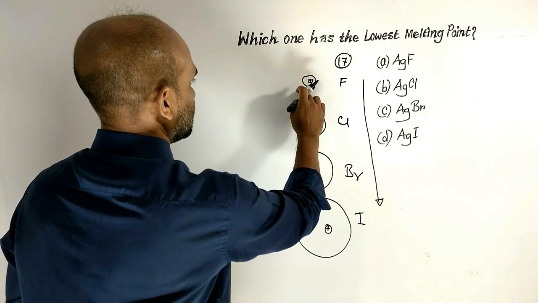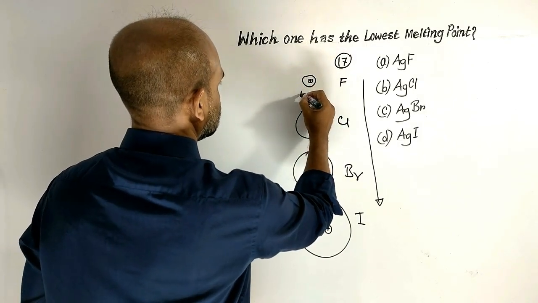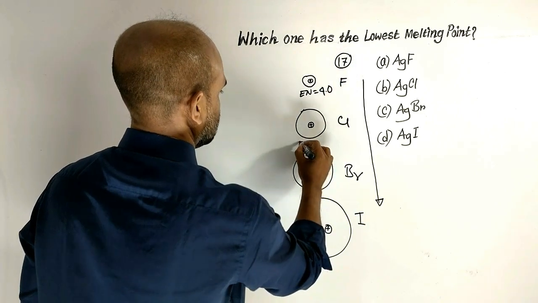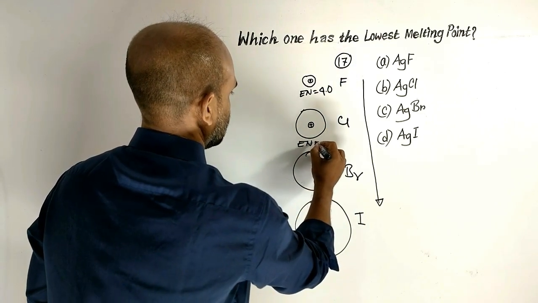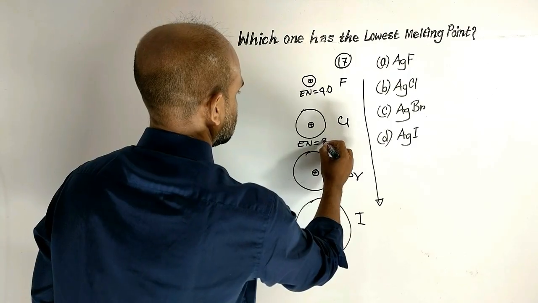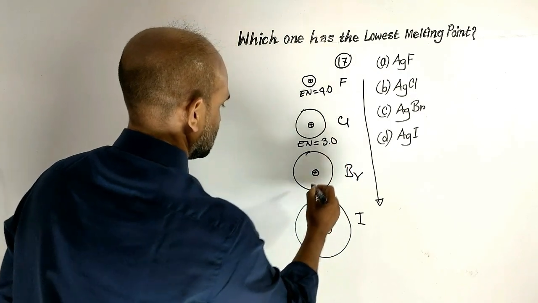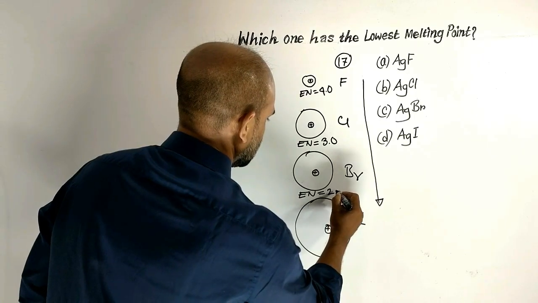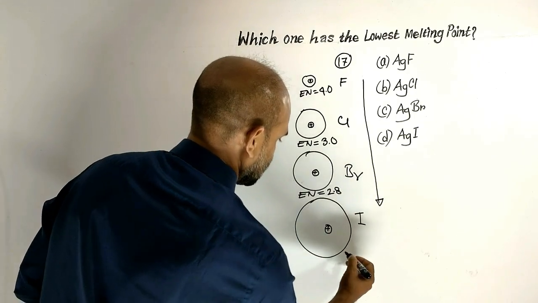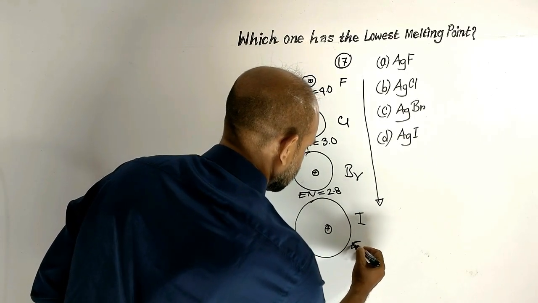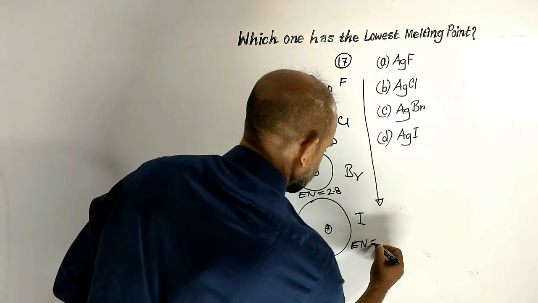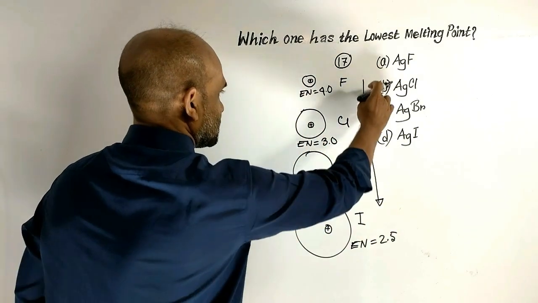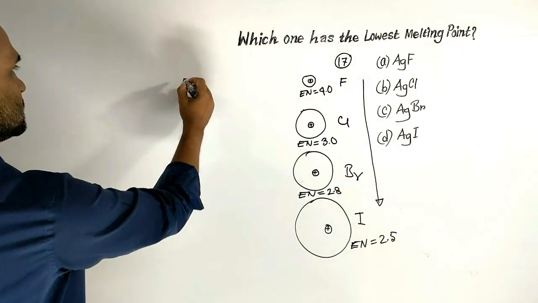And the electronegativity of fluorine is 4.0. Electronegativity of chlorine is 3.0. Electronegativity of bromine is 2.8, and electronegativity of iodine is 2.5. Now, let us see these compounds.